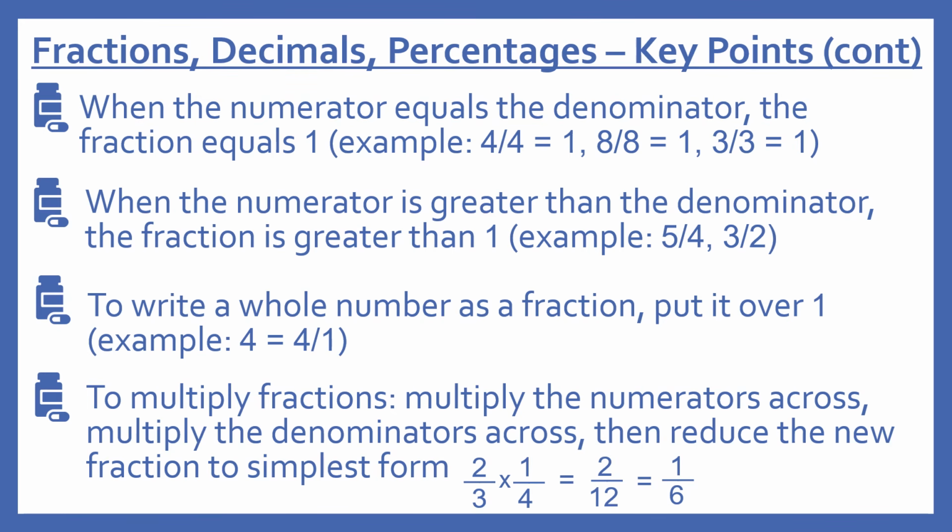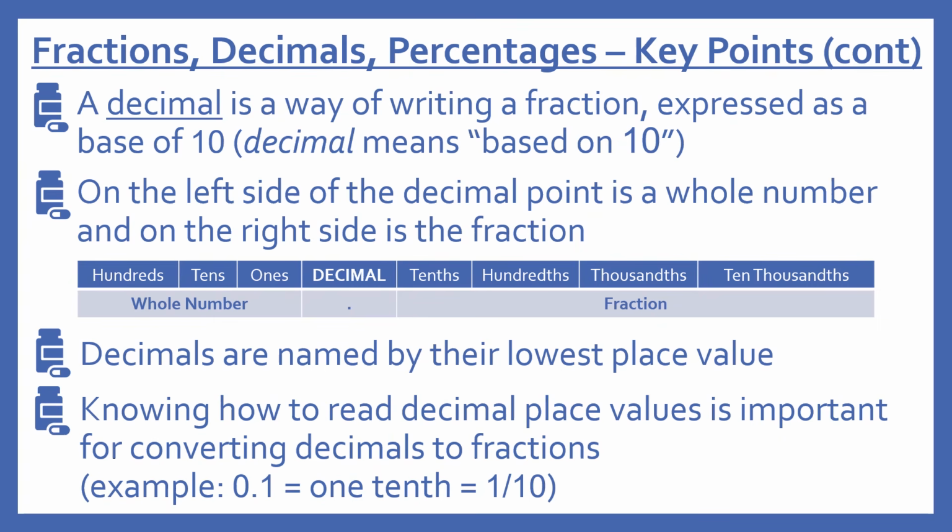And to multiply fractions, multiply the numerators across, multiply the denominators across, and then reduce the new fraction to its simplest form. So for example, 2/3 times 1/4. If you multiply across the top and across the bottom, we get 2/12. That can be reduced if we divide the numerator and the denominator both by 2. That would equal 1/6.